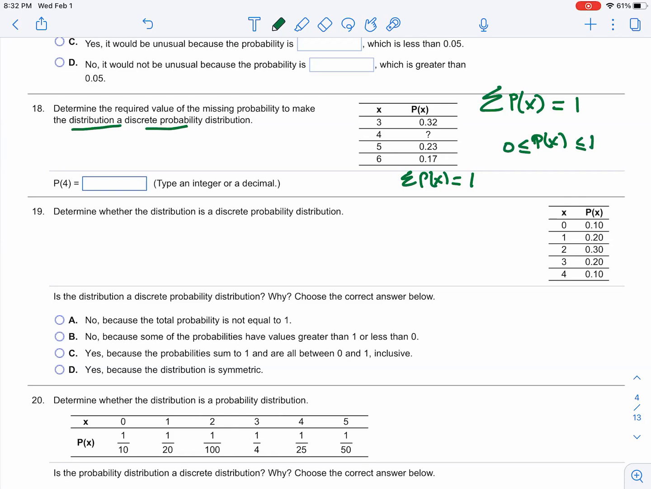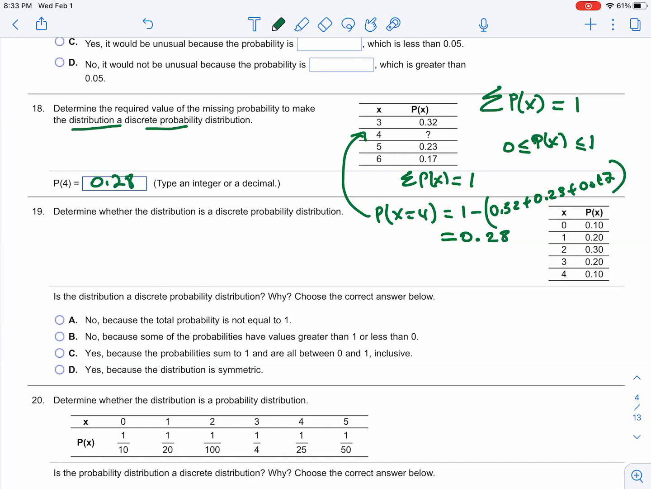So this guy here, P of X equal to 4, should be equal to 1 minus the sum of the rest. You just sum the rest. So you find that value, as simple as that. And when you do that, you should get 0.28.